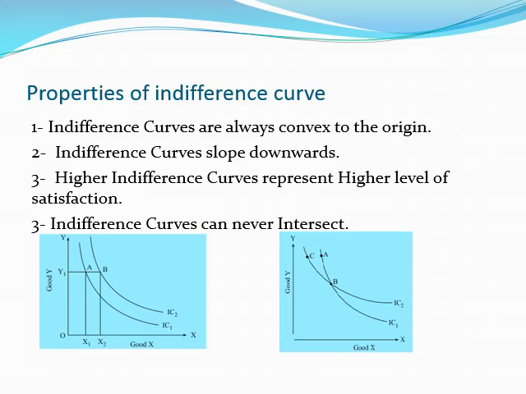So please remember that the properties of indifference curves are: always convex to the origin, sloping down, higher indifference curves represent a higher level of satisfaction, and indifference curves can never intersect.